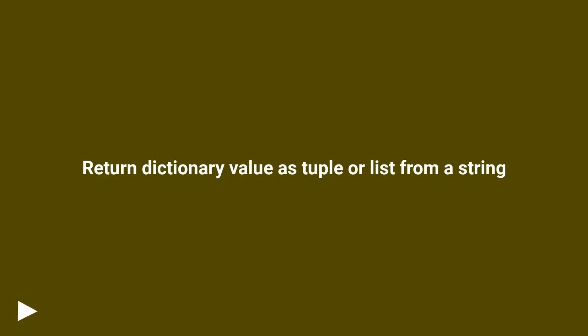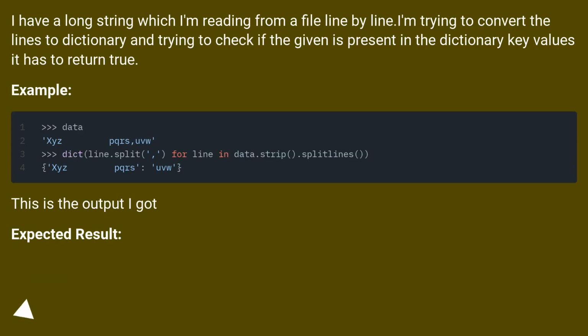Return dictionary value as tuple or list from a string. I have a long string which I'm reading from a file line by line. I'm trying to convert the lines to a dictionary and trying to check if the given value is present in the dictionary key values. It has to return true.